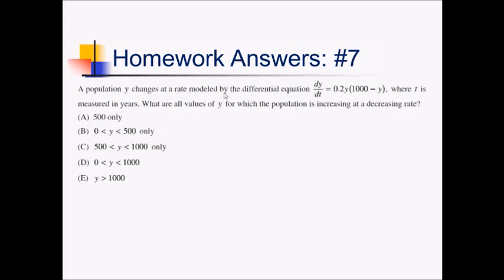On this problem, we have a population changing at a rate modeled by this differential equation, and we want all values of y for which the population is increasing at a decreasing rate. So this is a very difficult question to do if you don't realize you're dealing with a logistic function. This is logistic. This is in kp times m minus p form, pretty standard logistic function. Don't really have to do anything to modify it, but you have to realize what the shape of these things is. So you start off going concave up, and then about halfway between the starting value and the carrying capacity, halfway to the carrying capacity, you end up going concave down.